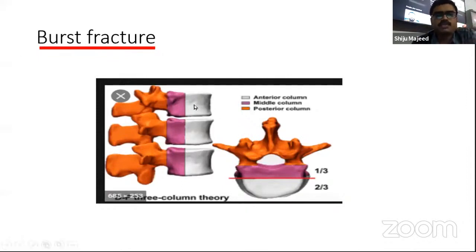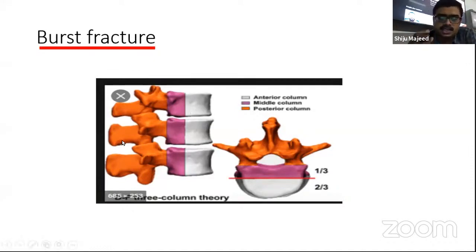Now, in this figure you can see a schematic representation of a vertebra from the lateral side. You're looking from the lateral side, and in this figure you're looking from the top, which is known as an axial cut. Now, each vertebra is stacked over the other in a particular fashion.